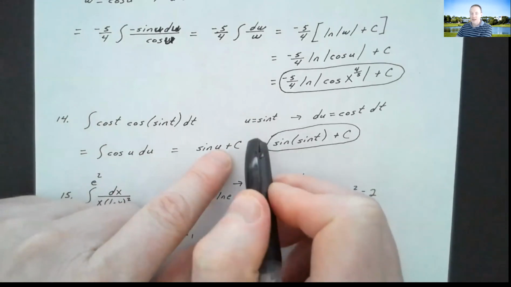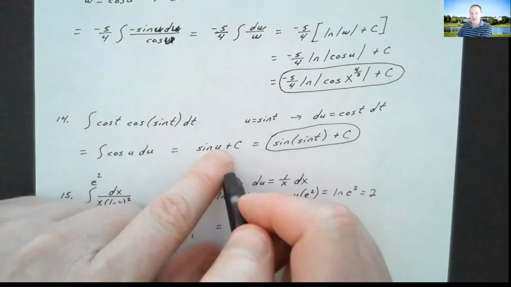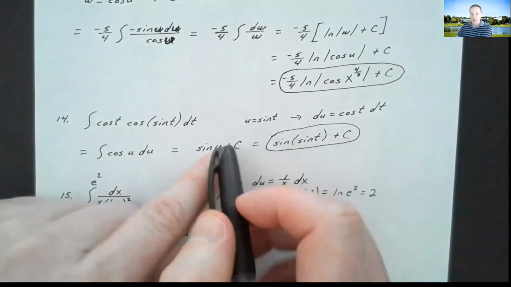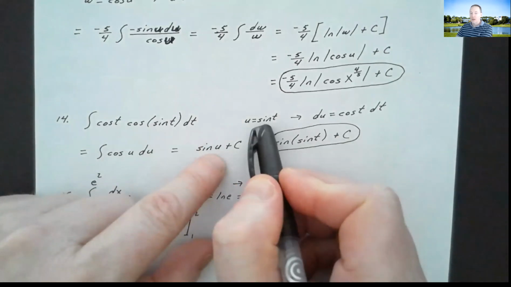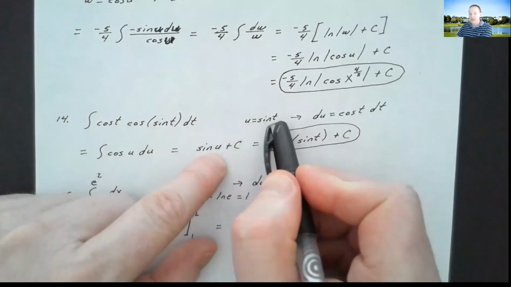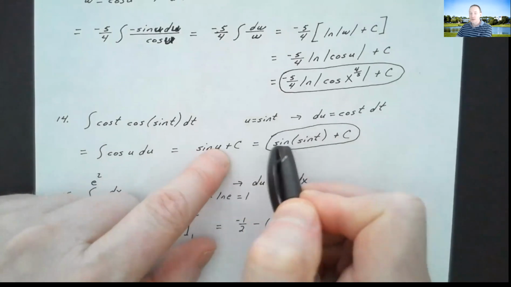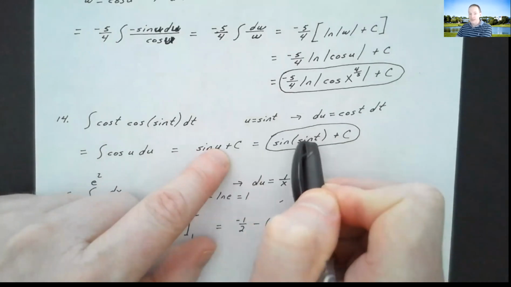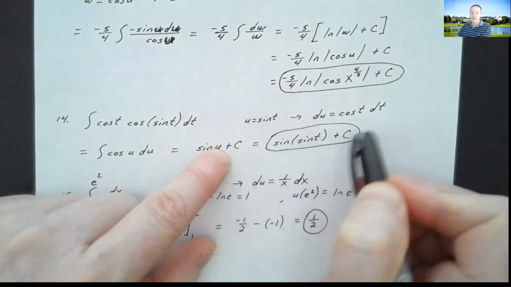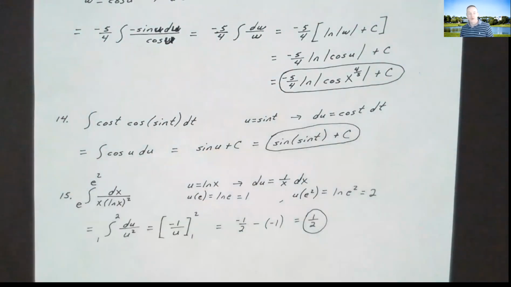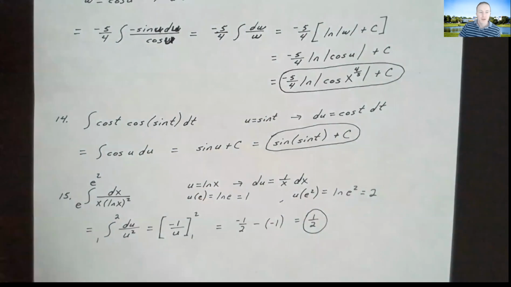I could see somebody accidentally saying this is the sine of t times the sine of t. Absolutely not. u is the angle of this sine function, and u is equal to the sine of t in and of itself. So we have the sine of the angle, the sine of t, plus c for your final answer there. That's a gorgeous problem.